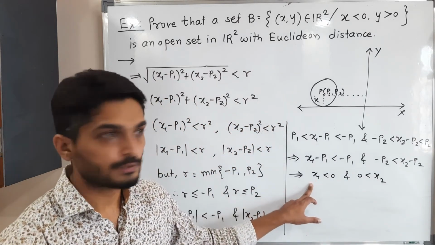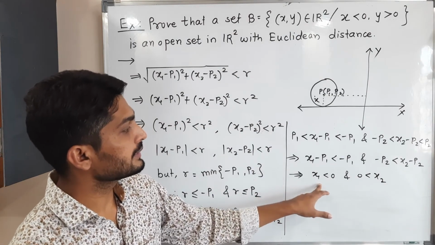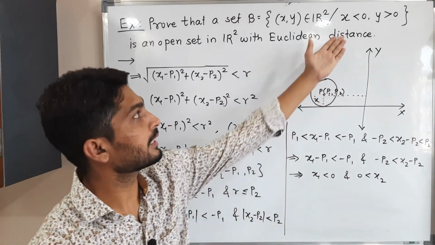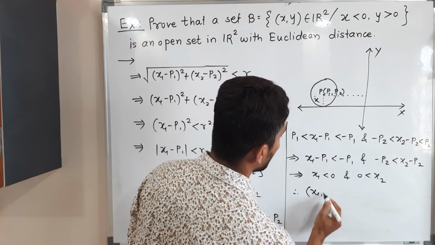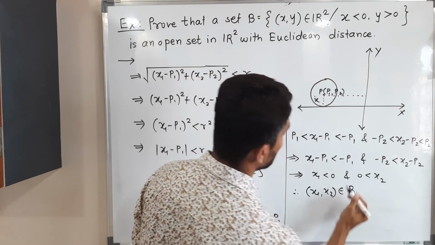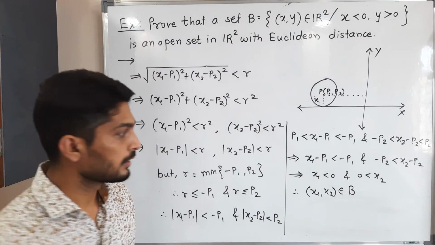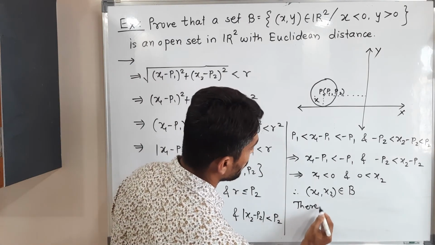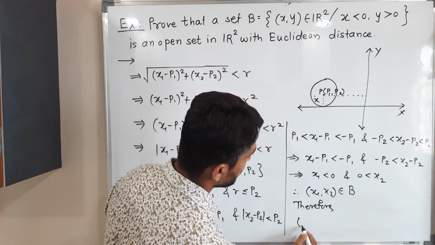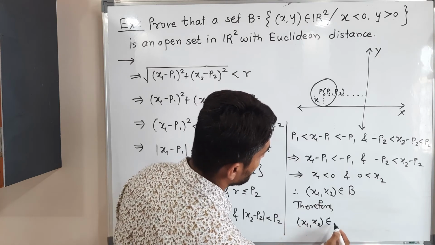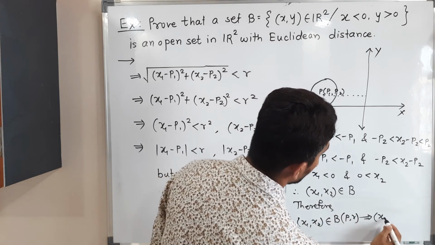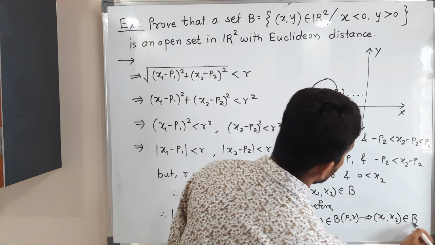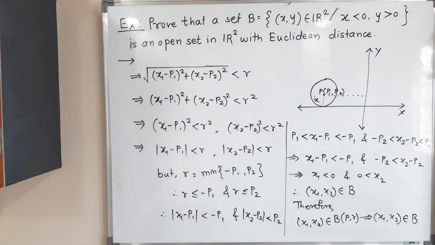Here x1 means the first component, which is negative, and the second component is positive. Therefore, that point x1 comma x2 is a member of B, that means the second quadrant. So what we get: we had taken that point x1 comma x2, that means x, from this open ball, and we proved that x1 comma x2 belongs to B. So that's why this is a subset of that one. No space is here, so you can make a screenshot of it and then we'll go further.